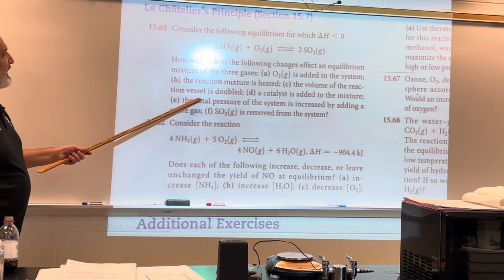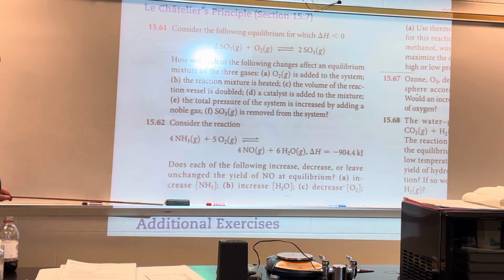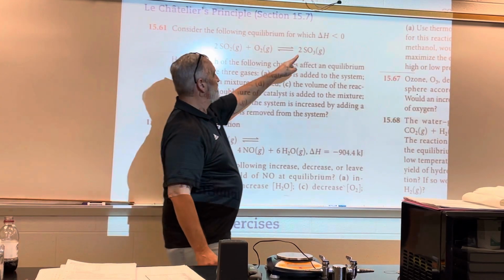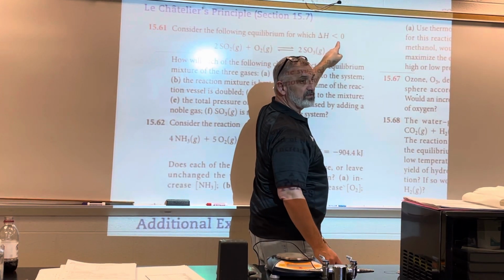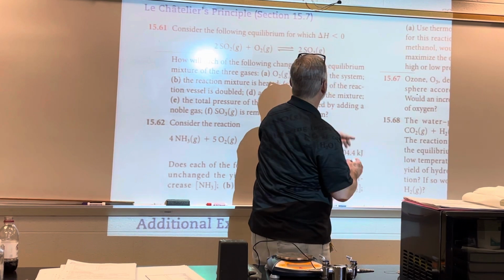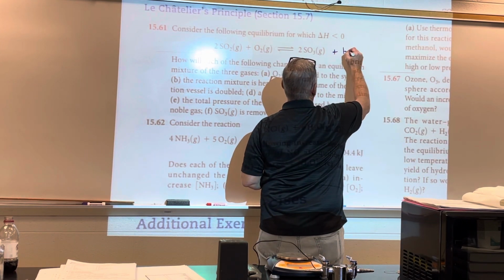B, the reaction mixture is heated. So what do we need to know in this case? Delta H. Where's delta H go in the equation? On the right. How do I know? Delta H is less than 0. Okay, that means it's negative, which means it's exothermic, which means that heat goes over here.